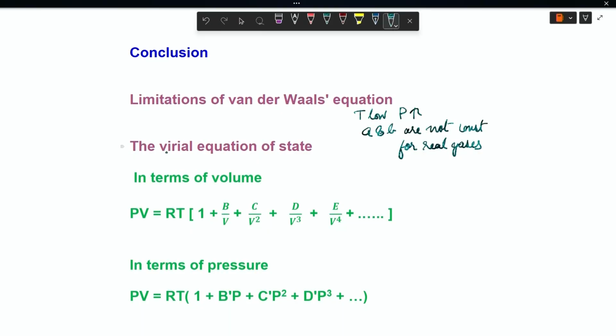And there are many equations of state, but out of those the most general one is proposed by Kamerlingh-Onnes, and in terms of volume the Virial equation of state can be expressed as PV is equal to RT, and we have a factor 1 plus B by V plus C by V square plus D by V cube plus E by V to the power 4 plus so on. Here B is known as the second virial coefficient, C is the third virial coefficient, D is the fourth virial coefficient, and E is the fifth virial coefficient.